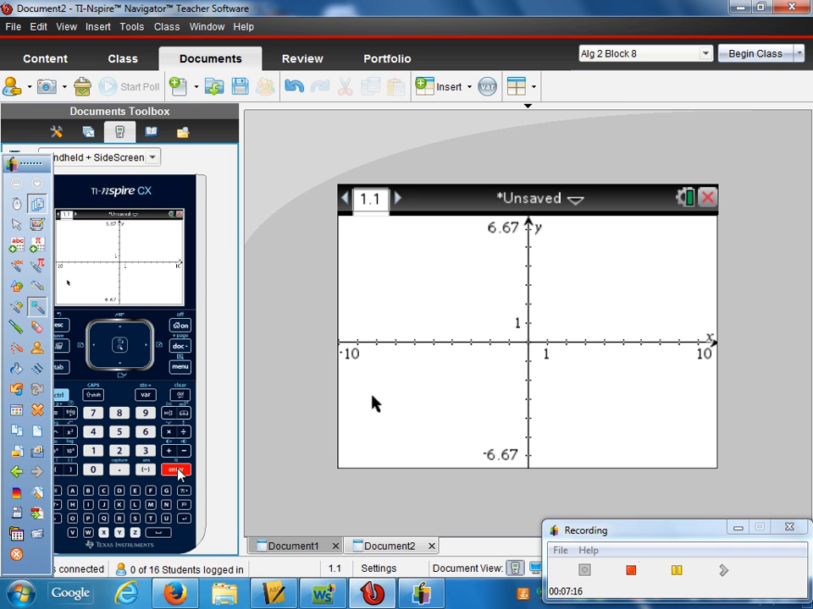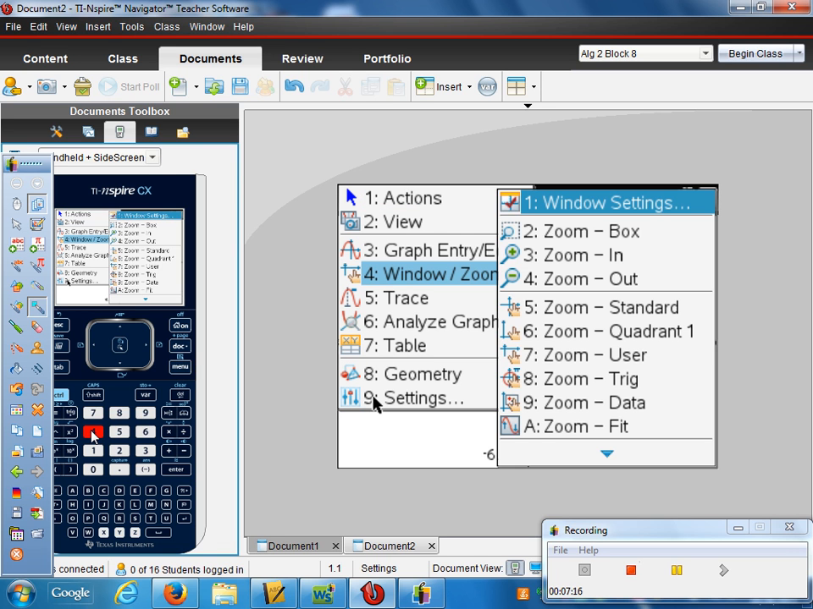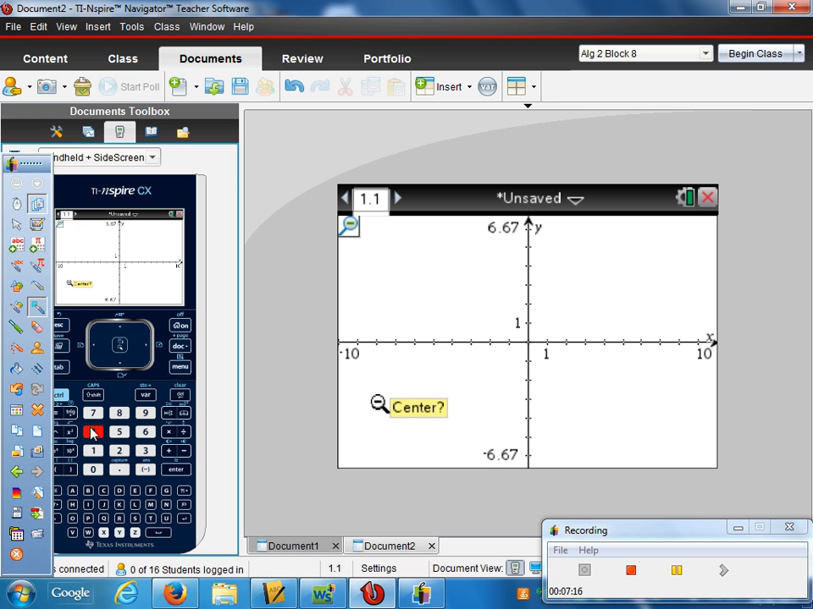How come I can't see anything? Well, think about it. You put in 1,271. You really think that's going to fall between negative 10 and positive 10? Not. So, since I don't know where it is, it's out there somewhere. How am I going to find it? We are going to zoom out. You are right. So, menu, zoom, out.